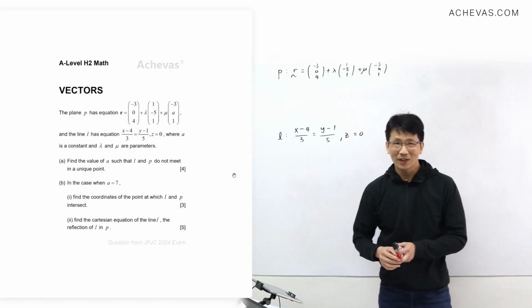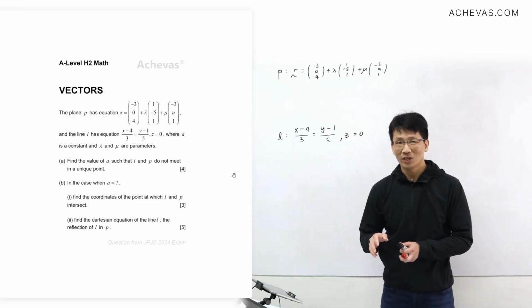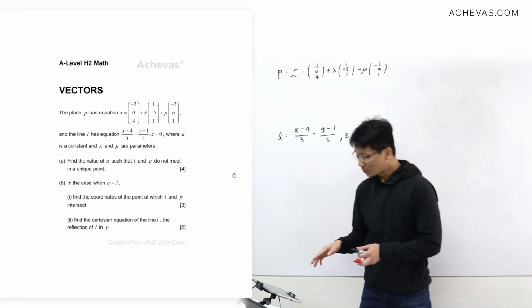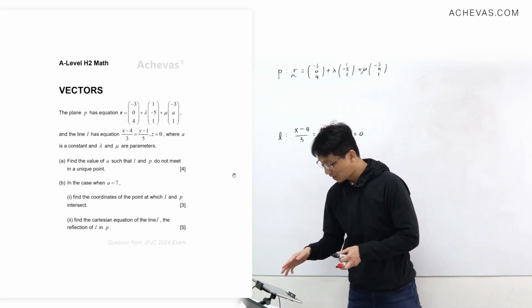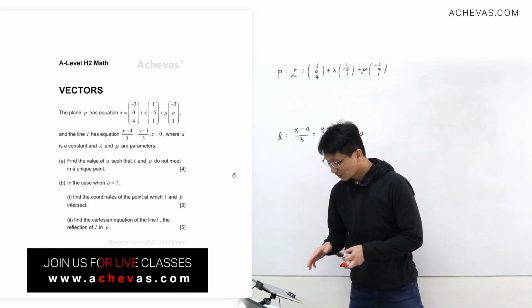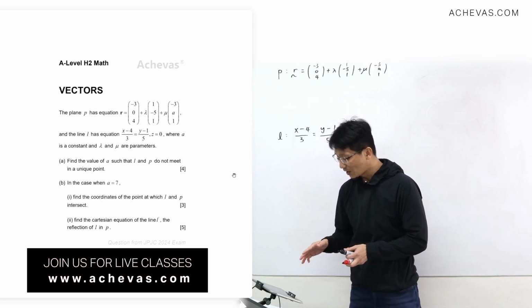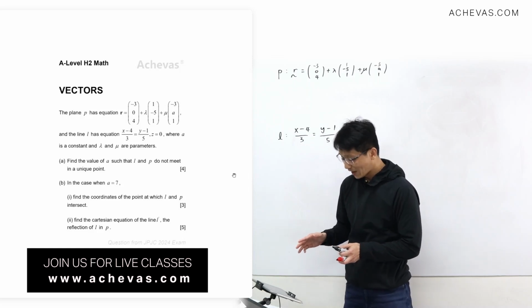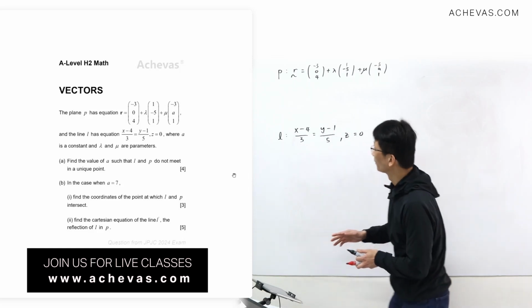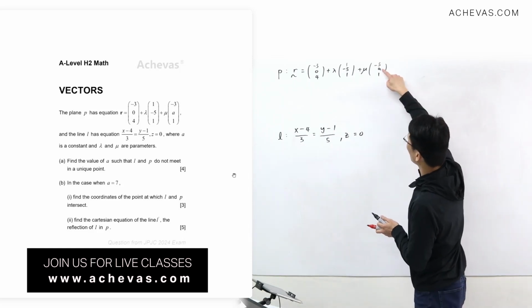Okay, so today let's take a look at a question on vectors in 3D coordinate geometry. In this question, we are given the equation of the plane P and the equation of the line L. Part A of the question says, find the value of a such that the line L and P do not meet in a unique point. So we are supposed to find this unknown.